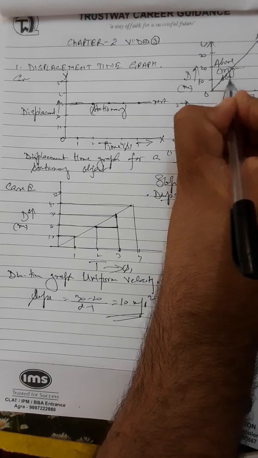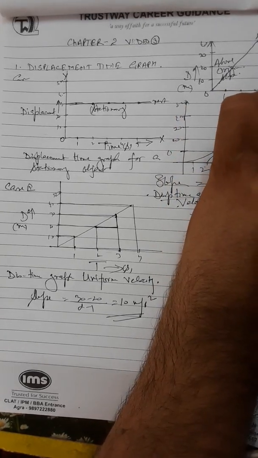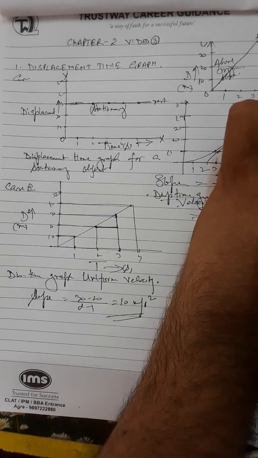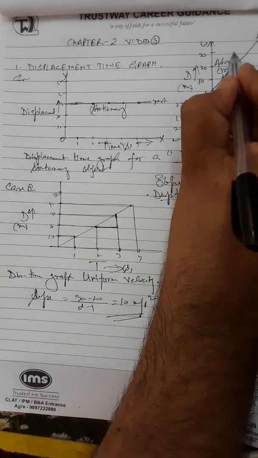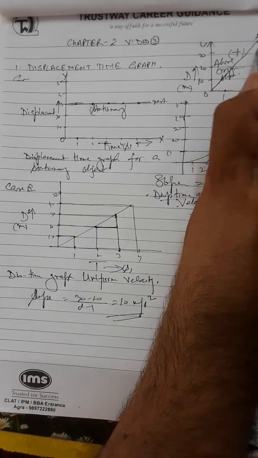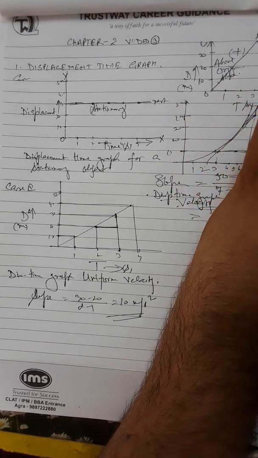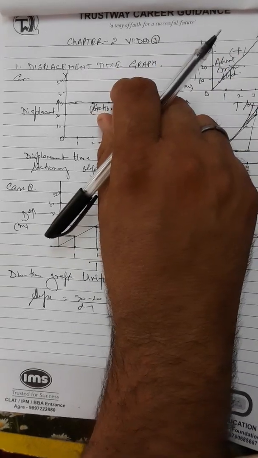Slope is above origin, and this is towards origin. Negative slope. This is positive slope. O to A and A to B is the negative slope. Tangent it is.